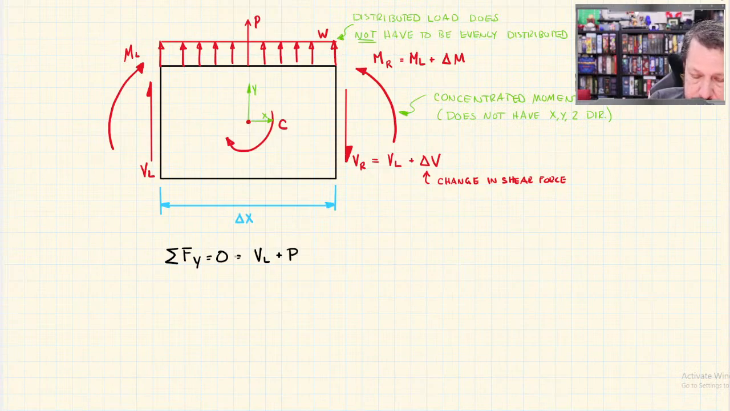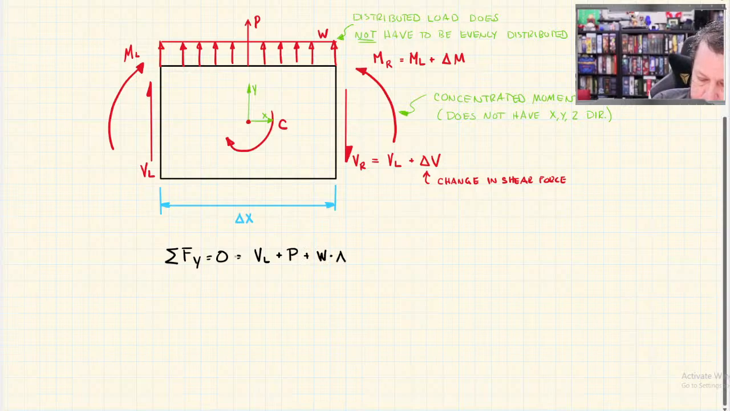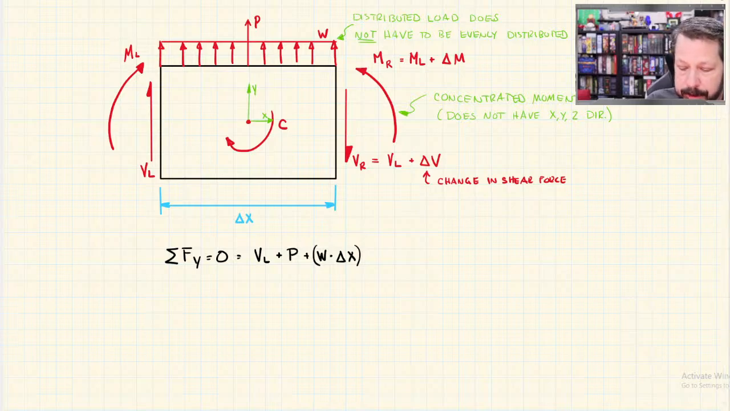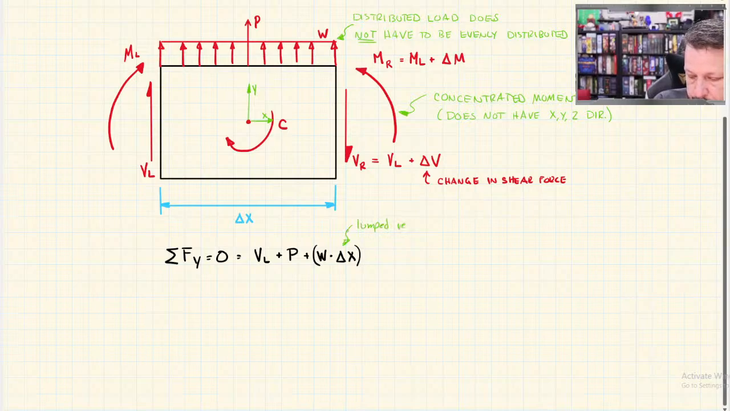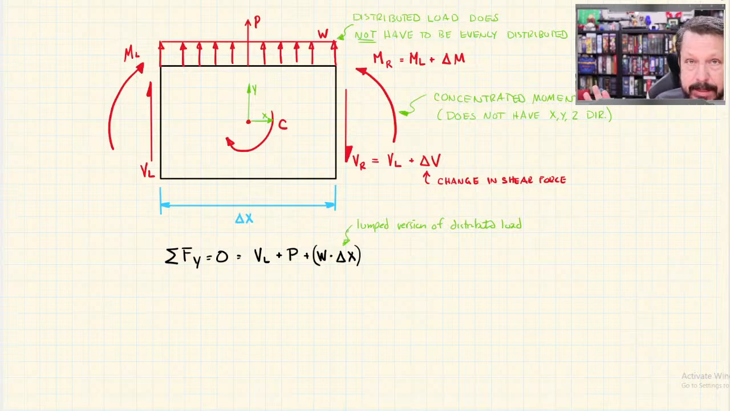W is a distributed load, but if I take W times the width, which I call delta X, then that would be the lumped version of the distributed load, whatever it ends up being. Okay, W could be a function. It doesn't have to be just a straight line. It could be whatever shape. If I calculate basically the area under the distributed load curve, then that's the lumped version of it, whatever it ends up being.